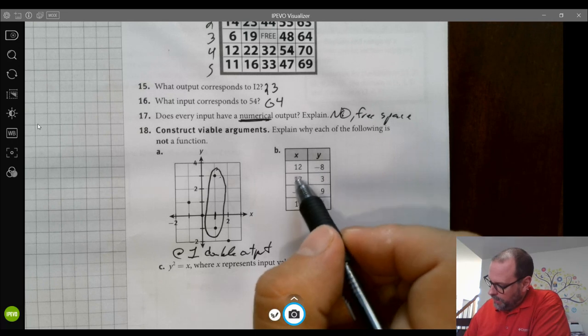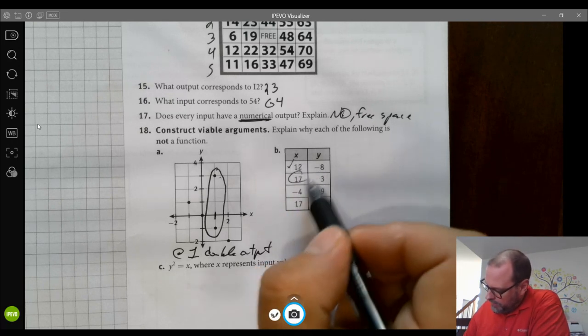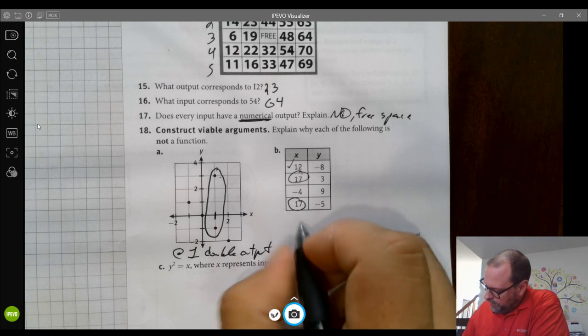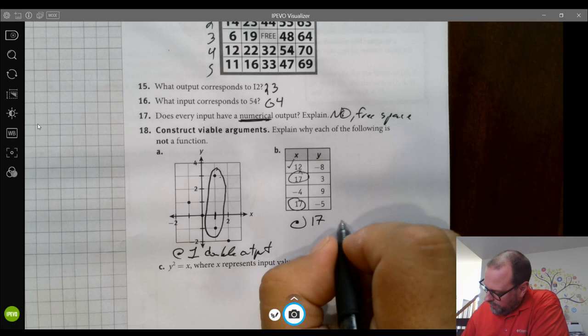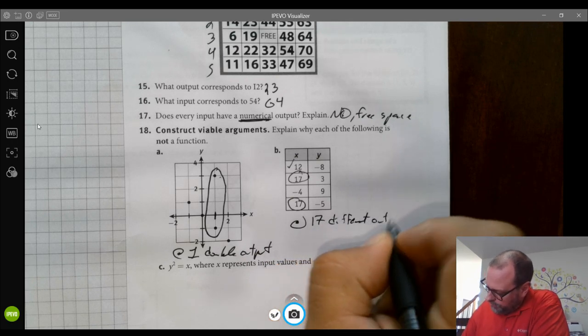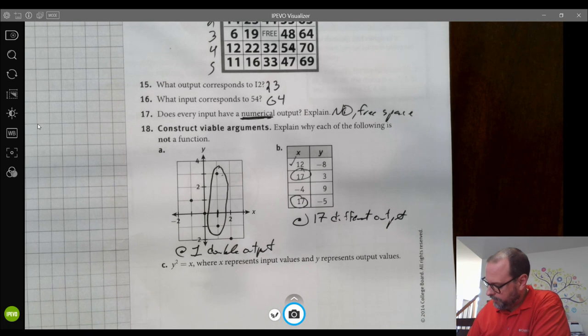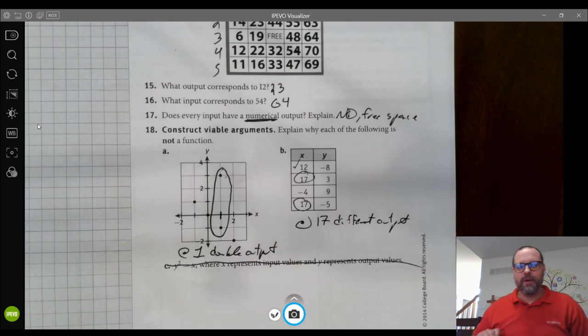When I look at the second one, I'm just looking at the x values. 12 is on its own. 17, nope. So why is this not a function? At 17, it has different outputs. It has 2 different answers for it. Can't work. Okay, and we're not going to worry. I should have told you earlier, if you tried C, don't worry about it, but would it be a function? No. Okay, or it was explaining why it wasn't anyways.